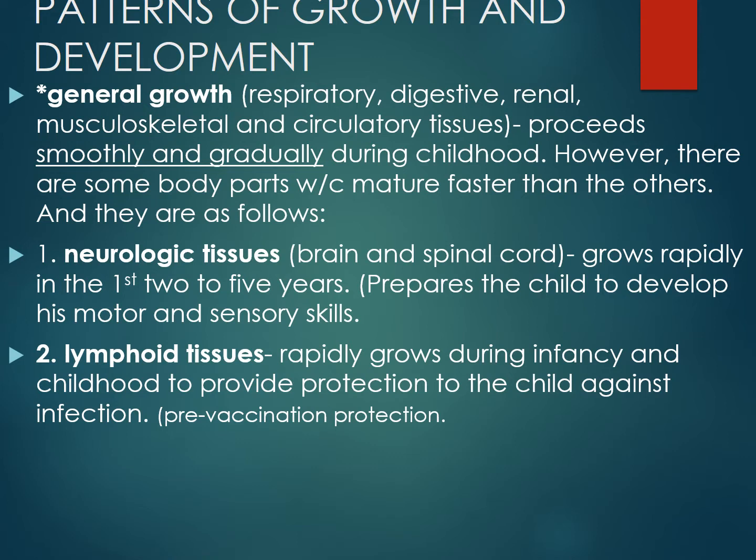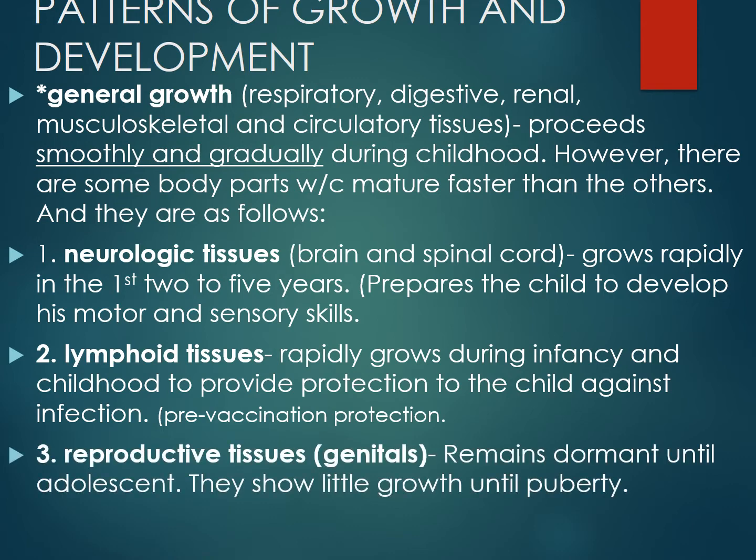So yung bata kasi, during the first few months, the child is not yet able to receive proper vaccination. So hindi pa siya protected sa mga different diseases because of lack of vaccination. Kaya nga po kailangang mag-grow and develop ng lymphoid tissues rapidly para maprotektahan pa rin yung infant from these diseases even without vaccination. And lastly, we also have the reproductive system, or this includes the genitals of an individual.